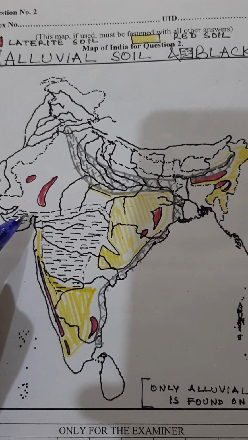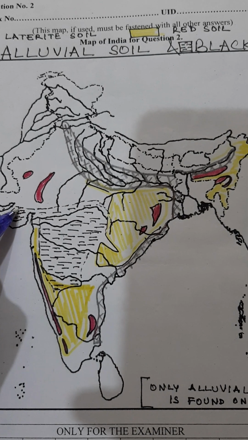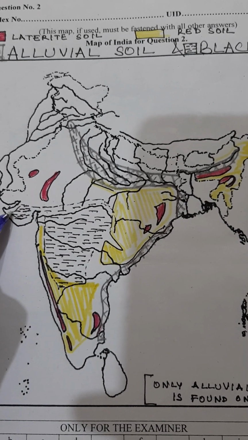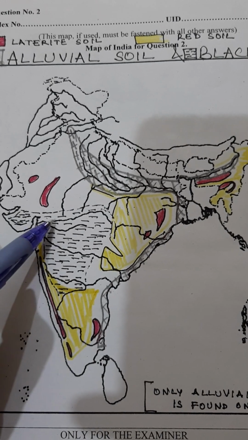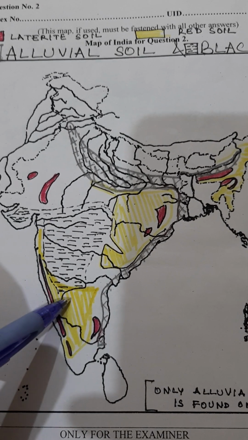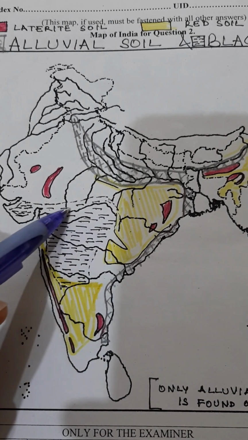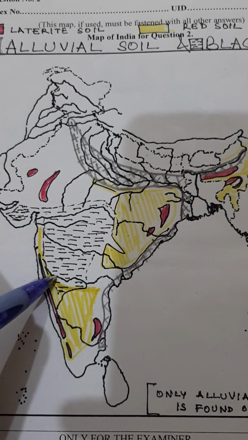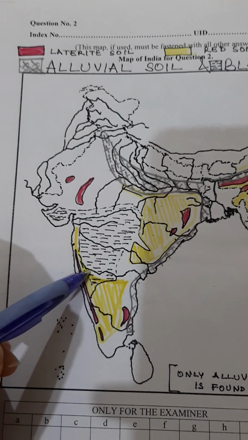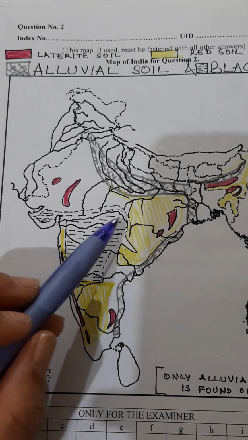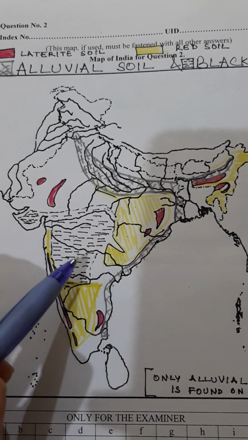Then we have the black soil. So the major regions, now you will notice the black soil is shown in the interior. It is not touching the coast. So major region is Gujarat here, and then a big chunk here. This is the Deccan Trap or Deccan Plateau. So another major area where the black soil is found. Black soil is shown by broken lines.